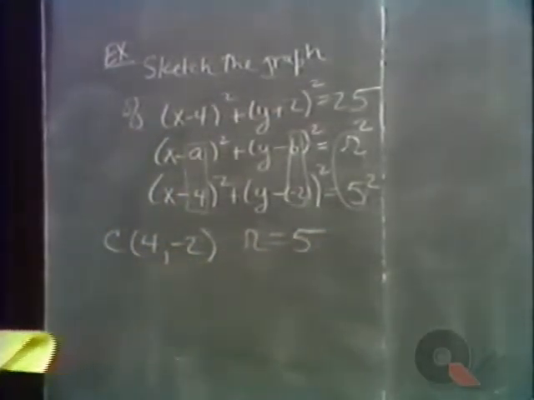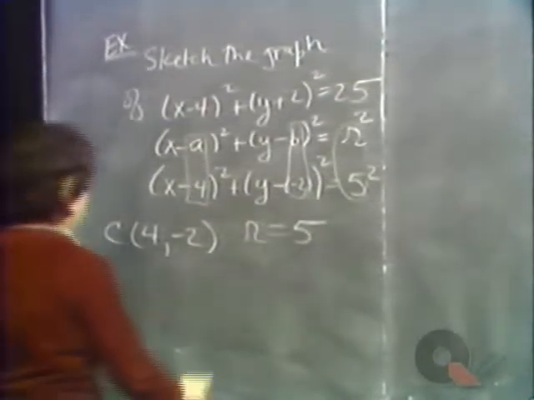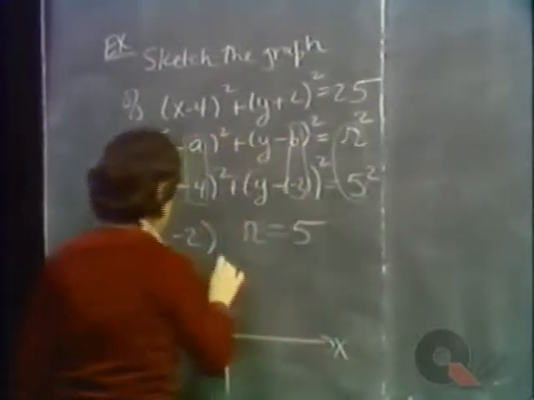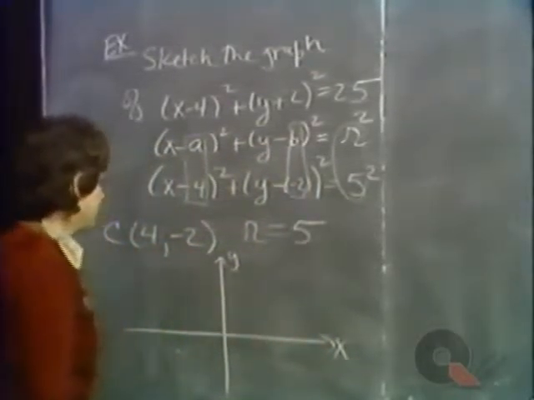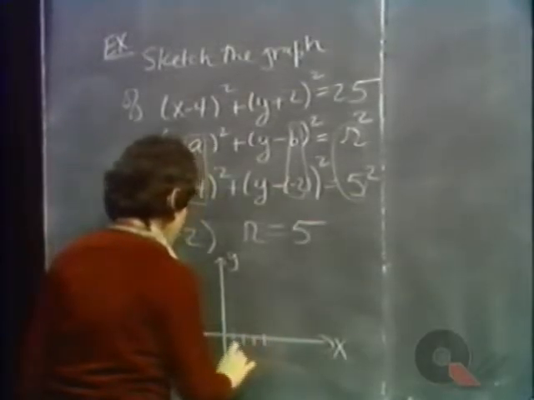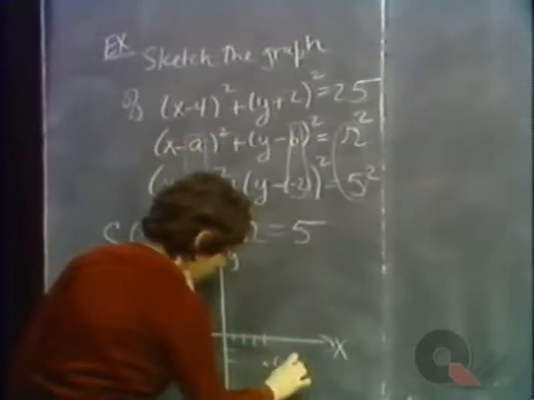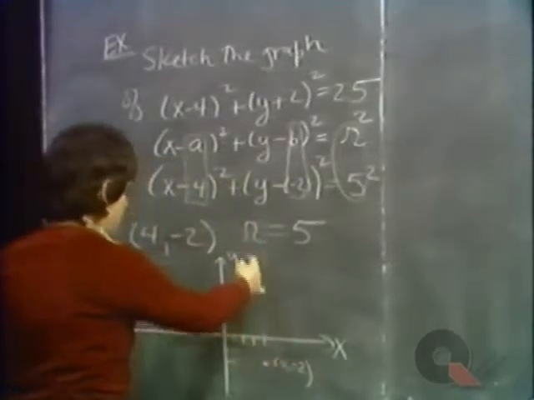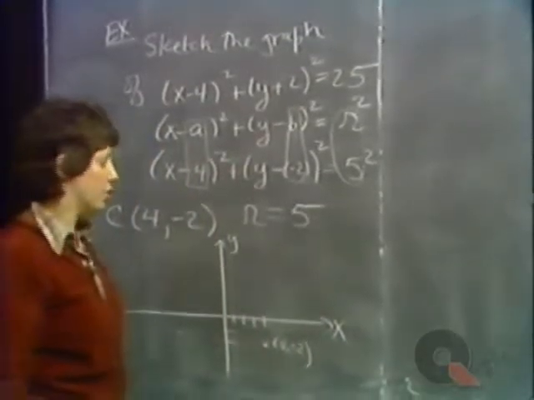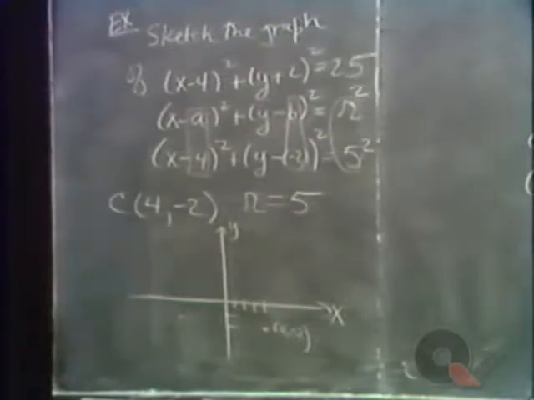And once we know the center is at (4, -2) and the radius is 5, it's very simple to sketch the graph of the circle. I would go to the center, which is at (4, -2). I would go up 5 units, down 5 units, left 5 units, right 5 units to get a feeling for where the circle would be, and then try to sketch a circle through those 4 points.